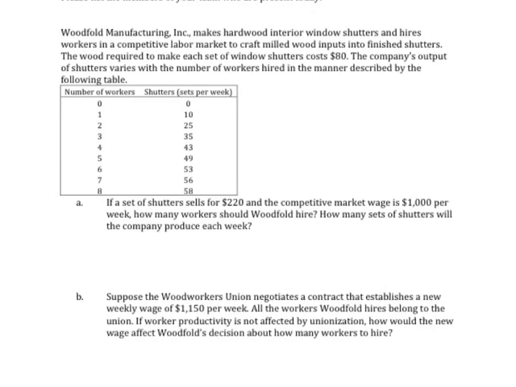If a set of shutters sells for $220 and the competitive market wage is $1,000 per week, how many workers should Woodfold hire? How many sets of shutters will the company produce each week? So the first thing we need to know is what the net price is, what money comes into the firm for each set of shutters they make. This is simply the price of the product minus the cost of inputs, which in this case are 80. So the firm gets $140 per set of shutters.